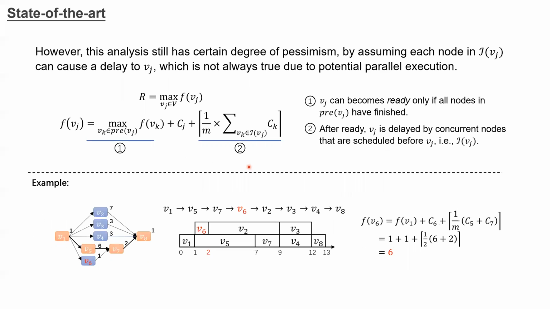However, this analysis still has a certain degree of pessimism because it assumes that each node in the interfering set can actually cause a delay, which is not always true because of the potential parallel execution. So let's take the same example and look at node 6 in this case. With the execution order like this, we can see that node 6 has a worst case finish time of 2. However, with the analysis applied, we have a worst case finish time of 6.